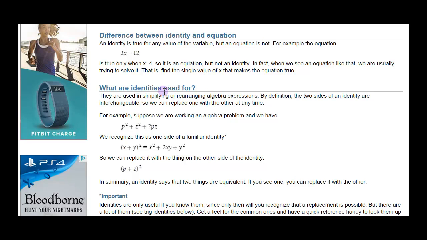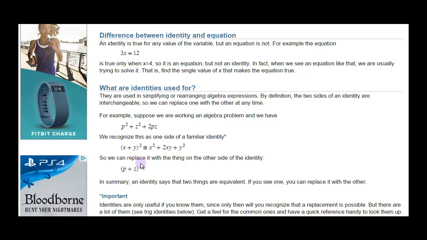Because I know it's a true statement, I can just replace one for the other. So for example, if I had this expression here that said something squared plus something else squared plus 2 times these letters, and I recognized that this thing I'm working on is really just a rearrangement of my identity, then I can simply replace it with what the identity is, and I can rewrite it as p plus z quantity squared.